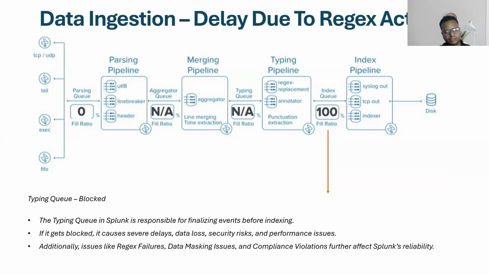And if our typing pipeline is blocked, the same thing will happen again. The data will not move towards the indexing pipeline, and it will cause a data ingestion delay.